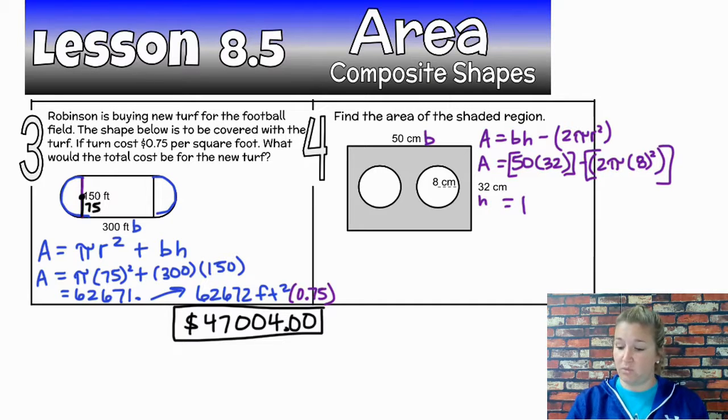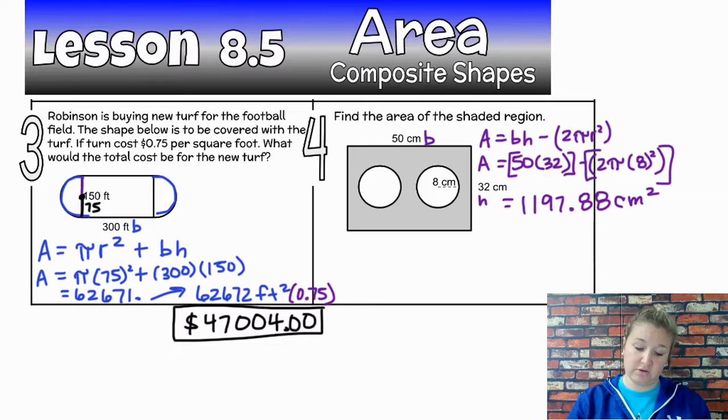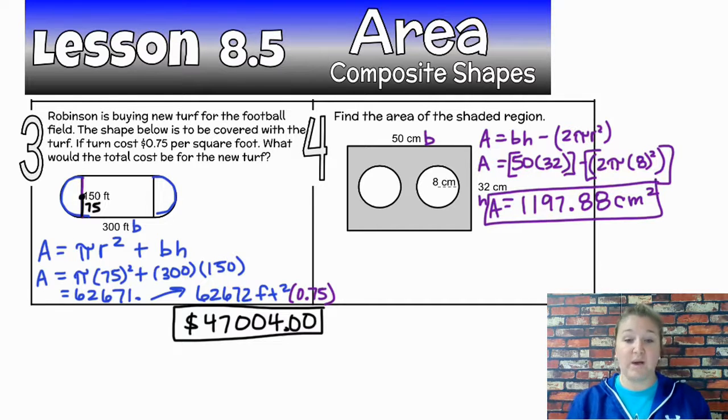So 1,197.88, and this is going to be centimeters squared. That's my area here. Okay, so I had 2 circles, so that's why I multiplied by 2. And then I took that and I'm taking away the circles. So that's why I'm going to subtract. So I'm not adding on the circles there.